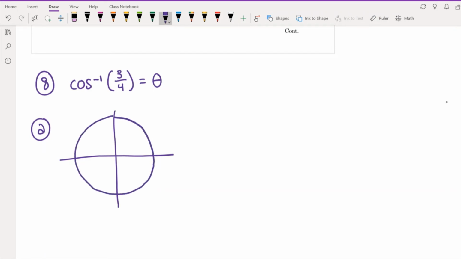So let's think about how we're going to figure out how to draw this. Well, if inverse cosine of 3/4 is equal to theta, that means that cosine of theta is equal to 3/4. But there's multiple angles, actually many angles on the unit circle where cosine is equal to 3/4. So we need to get a little bit more specific here.